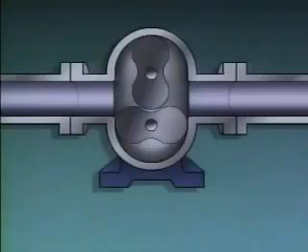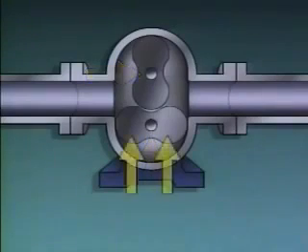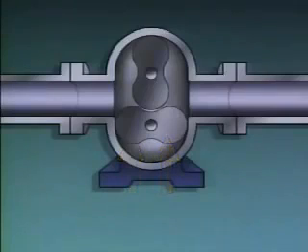A type of pump that's similar to a gear pump is a lobe pump. This lobe pump has two rotors. Each rotor has two lobes that move fluid through the pump. Depending on their design, a lobe pump can have 2, 3, or 4 lobes on each rotor.